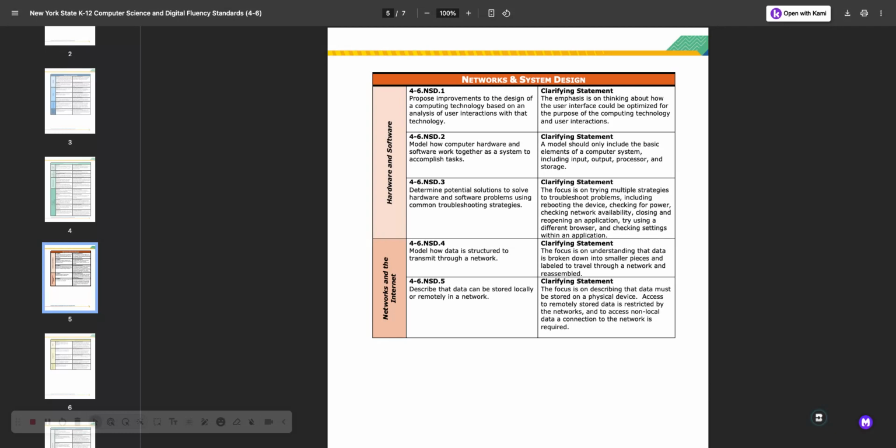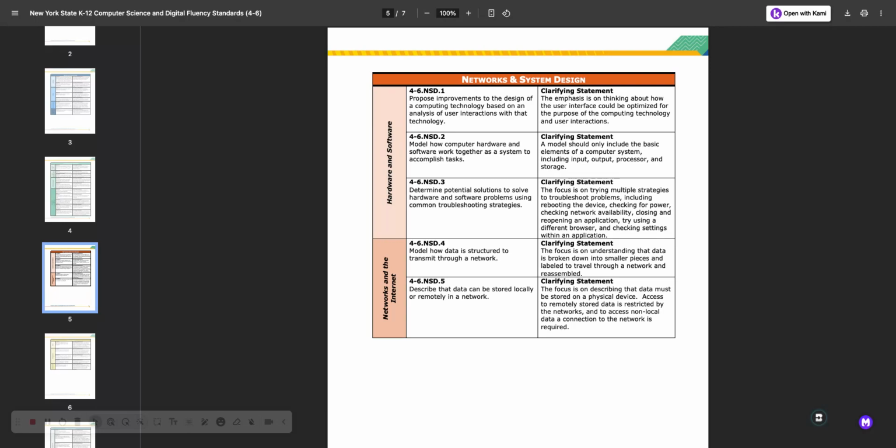We have moved on to page 5 of the New York State K-12 Computer Science and Digital Fluency Standards for grades band 4 through 6. Here we're going to take a look at networks and systems design. Networks and systems design is broken down into 2 subconcept areas, hardware and software, and networks and the internet. There are only 5 standards for this concept area, so it's a pretty small one that you'll need to cover in your classroom. Hardware and software has 3 standards.